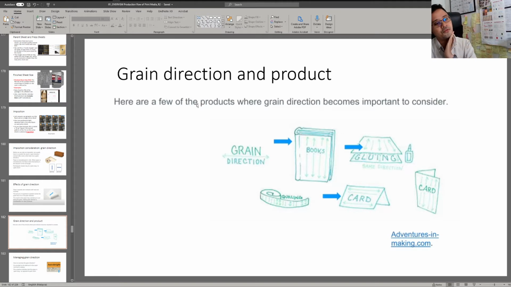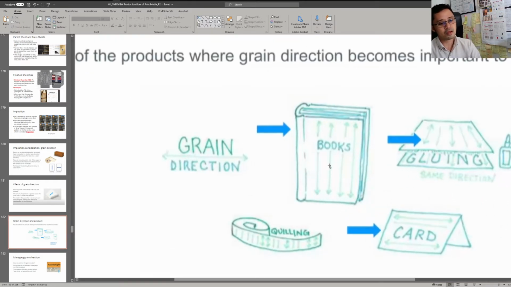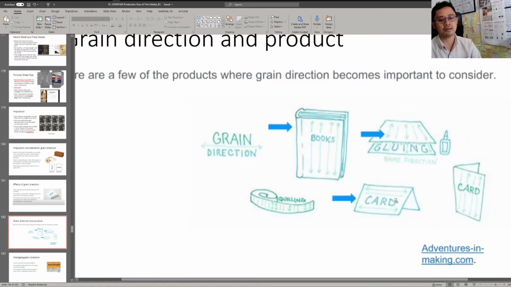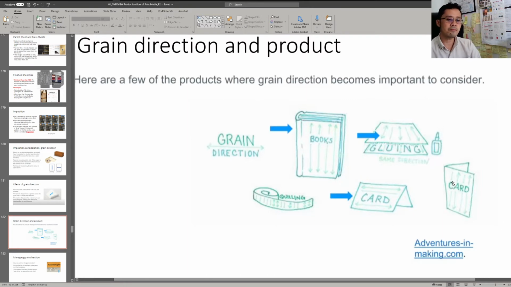So grain direction and its product. So this is a few example. There are a few of products where grain direction become important to consider. Ni grain direction kan. So let's look at this book. Lihat pada buku ni. Grain direction dia sepatutnya, cara dia bind buku ni. What else? Card. Ni name card tak ada folding, but yang ada folding, greeting card dan sebagainya, tengok grain direction dia macam mana dan arah lipatan dia macam mana. Selalunya akan parallel, akan bersama dengan grain direction, sama juga macam card.